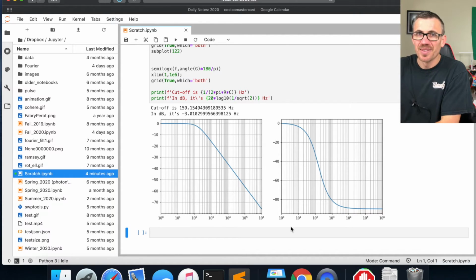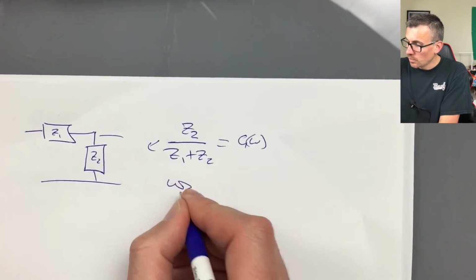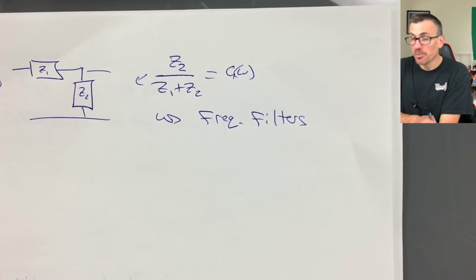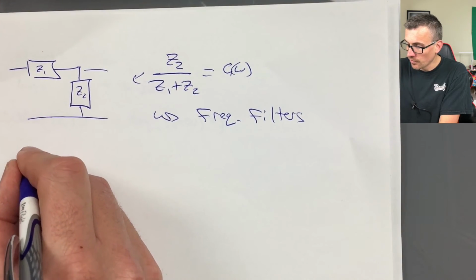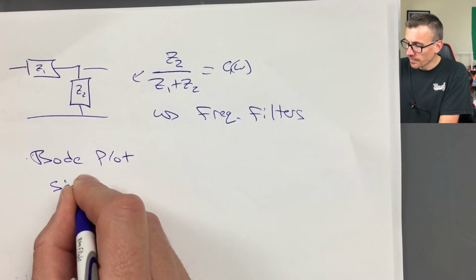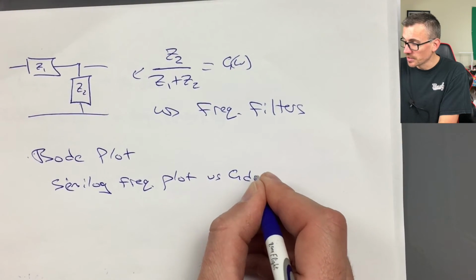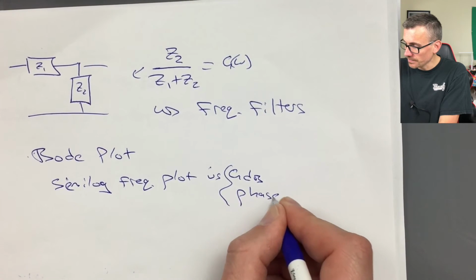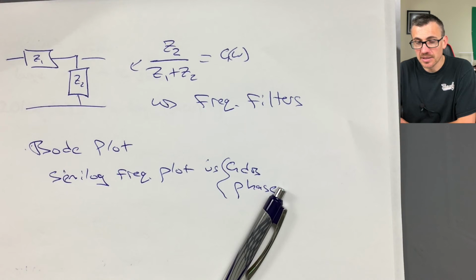So in summary, we can make complex voltage dividers, which leads to what are called frequency filters. We can analyze this by plugging in given impedances, and by plotting it, we can form a Bode plot, which is a semi-log frequency plot versus the gain in decibels, and the phase. Okay, we can look at the magnitude and the phase and see what we get.